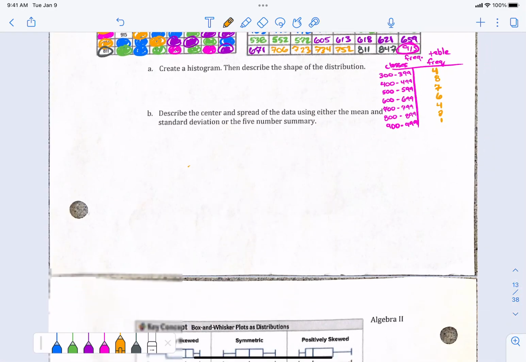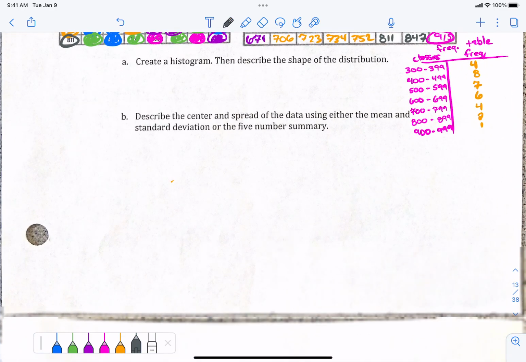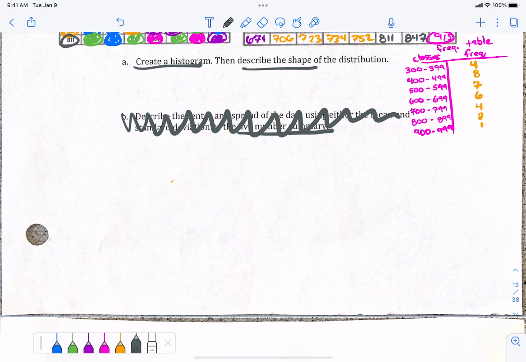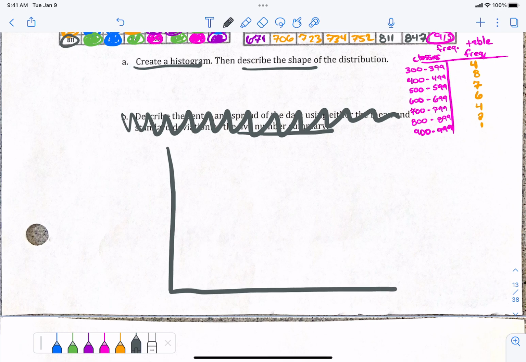Okay, now we're going to create our histogram. I'm going to do it down here. Part B is the part that we're going to skip because we're not doing the 5-number summary, which has to do with box and whisker plots. That's what we're doing tomorrow, but on a different problem. So you can skip B altogether. They just want us to create the histogram and describe the shape. You can use as much room as you want because we won't do part B.